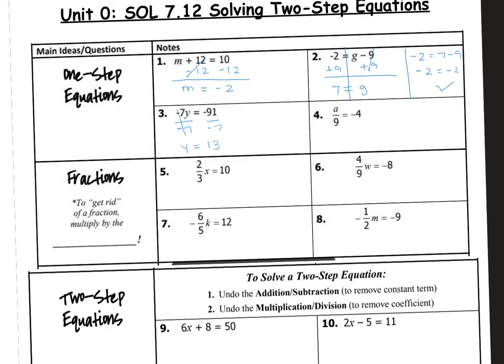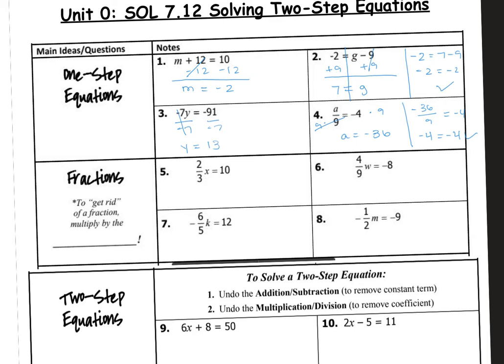For number 4, I have a divided by 9 is equal to negative 4. So I'm going to multiply both sides by 9 because remember, multiplication undoes division. My 9's are going to cancel, and I have a is equal to negative 36. Again, I can check my answer by plugging in my negative 36 for a. Negative 36 divided by a positive 9 gives me negative 4. So negative 4 is equal to negative 4.